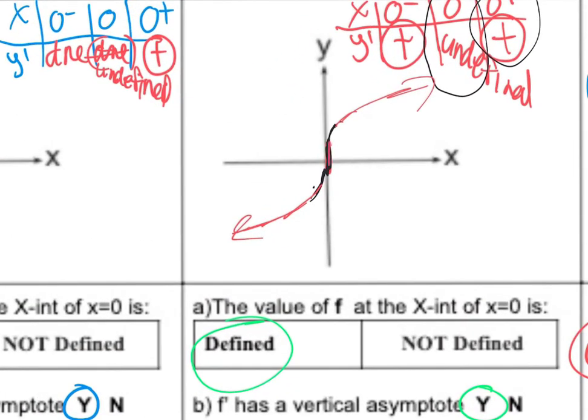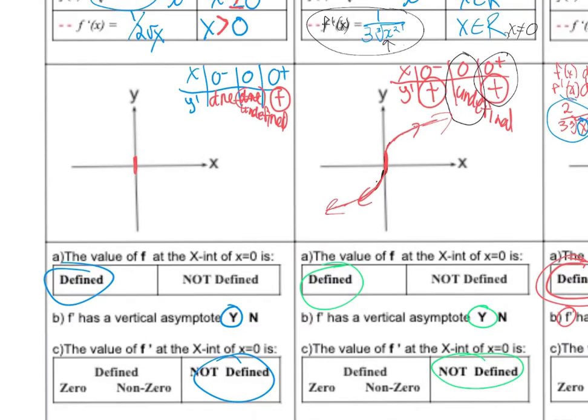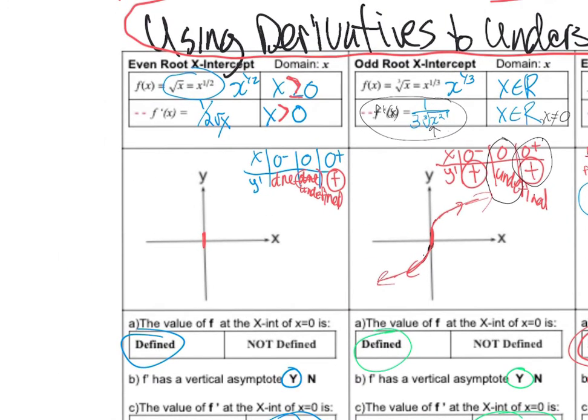It's vertical slope, but then it gets less and less on one side, less and less on the other. But there is a change of sign across, so we do have an x-intercept that crosses. We just don't have a max or min. Okay, let's look at square root.